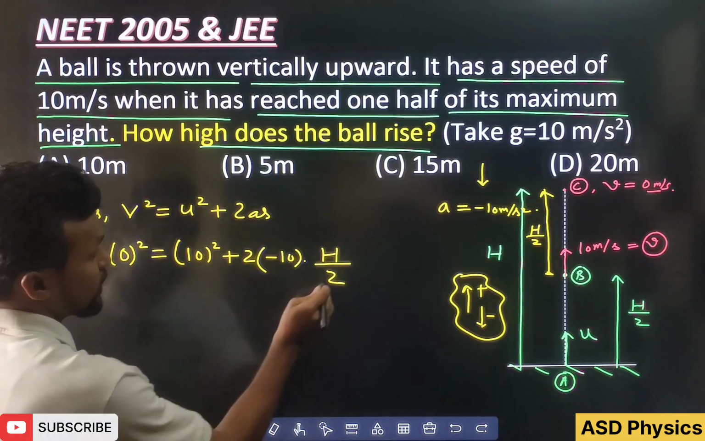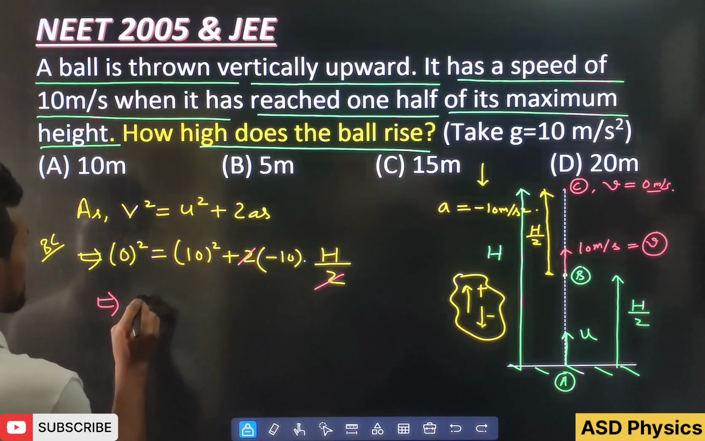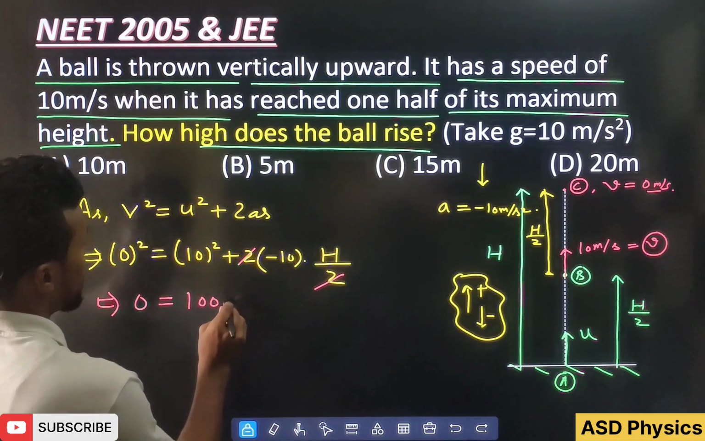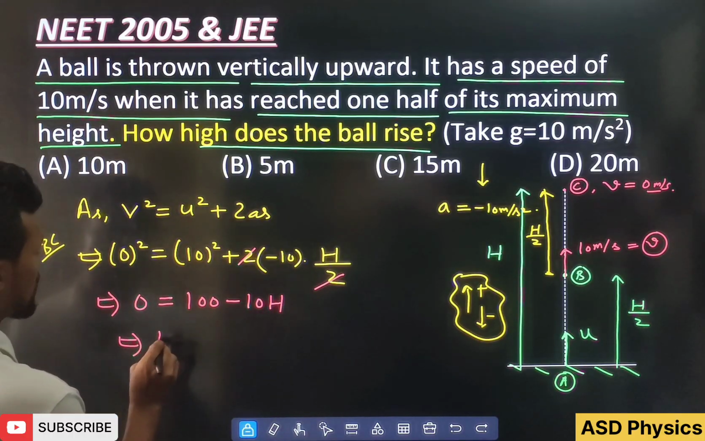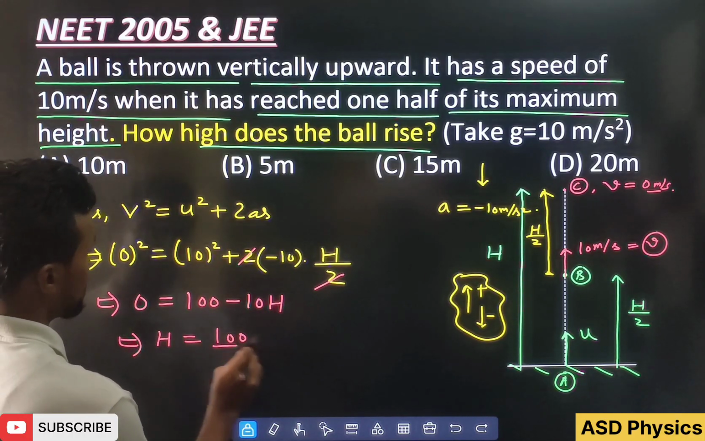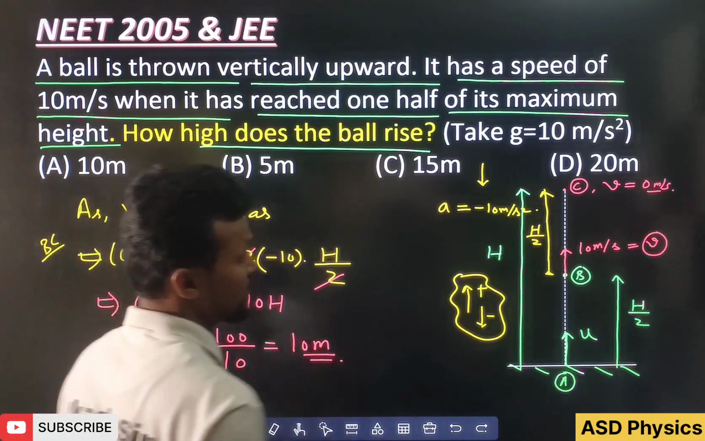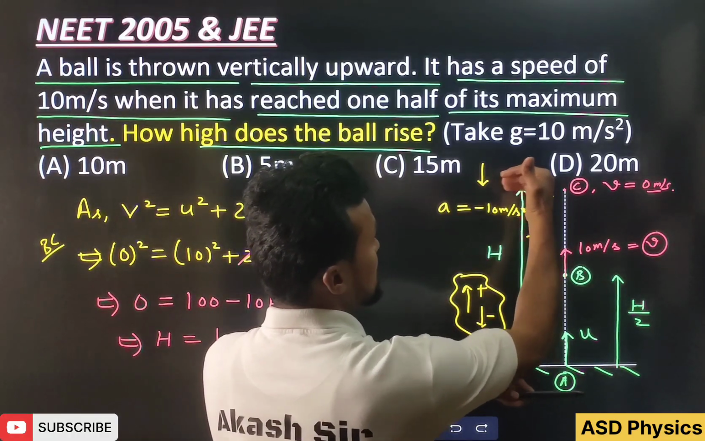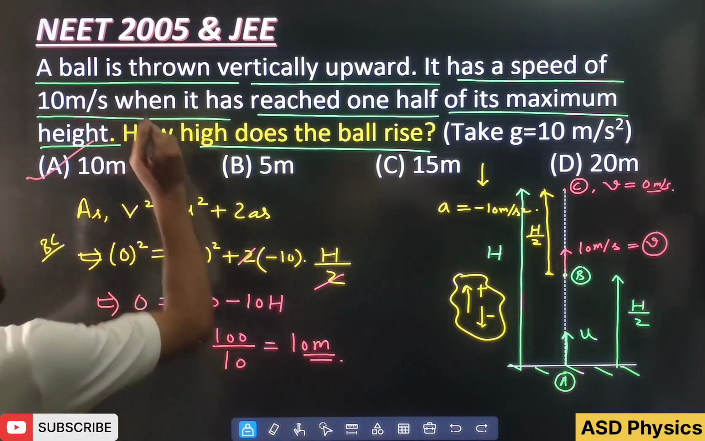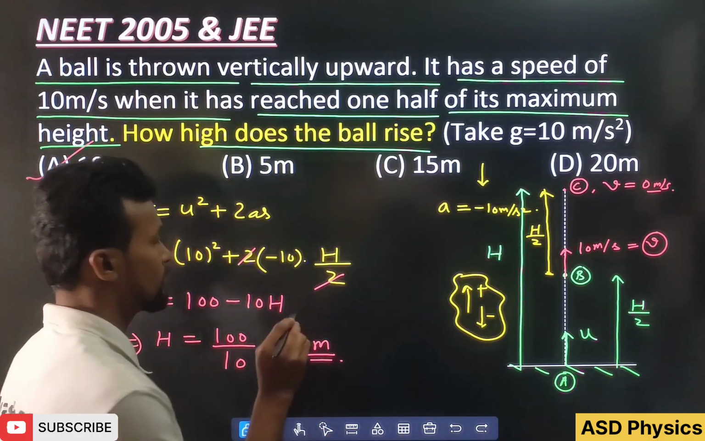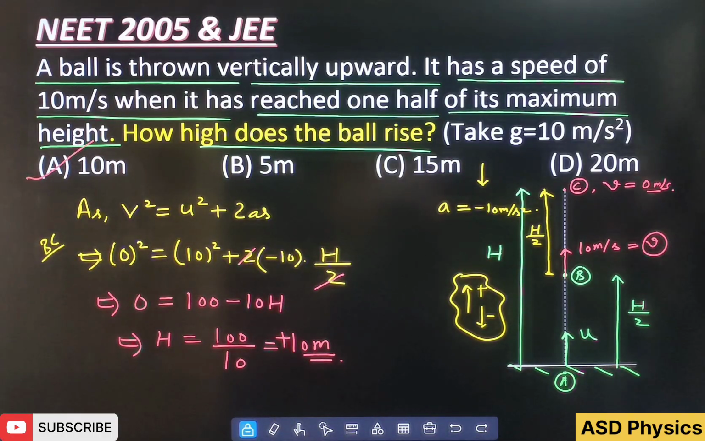Then what will happen here? You can see very well this 2 and this 2 cancel. Is it? That means we can write here 0 equals 100 minus 10h. So what will be the h? Simplify this: 100 by 10, so h is 10 meter. That means this total height is 10 meter. Which option is correct here? The correct option is option A. And you can see this time it is coming plus, because upward is positive direction. Great. See, 10 meter.